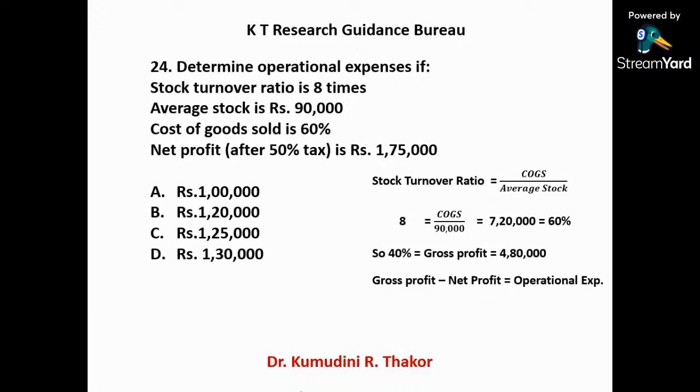So, gross profit minus net profit is equal to operational expenses. 4,80,000 minus 3,50,000 is equal to 1,30,000. See, now what comes to your mind? Net profit after tax is given. For operational expenses, you have to add tax to profit. So it comes 3,50,000. So your operational expenses come 1,30,000 and that is given in D. So your right answer is D, 1,30,000. I hope you followed it nicely.